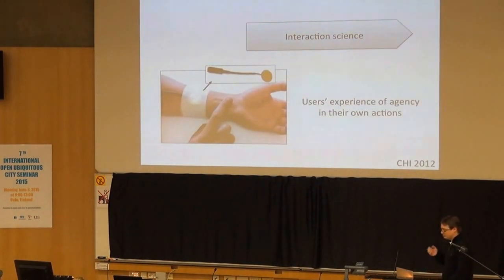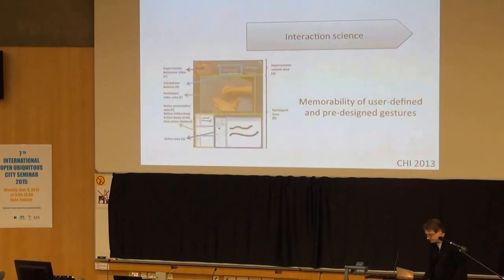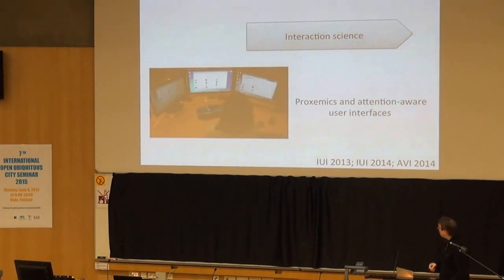So we, for instance, experimentally investigated a user's sense of agency. So agency is this innate feeling that an event is caused by your actions. And you can actually experimentally measure this sense of agency. And it turns out users' innate sense of agency is actually different if you're interacting, for instance, with a touchscreen compared to if you're interacting with your own skin, your own body. And we've done some research on memorability of gestures, some work on proxemics and attention-aware interfaces that track users' attention and adapt the information visualization display according to users' attention.